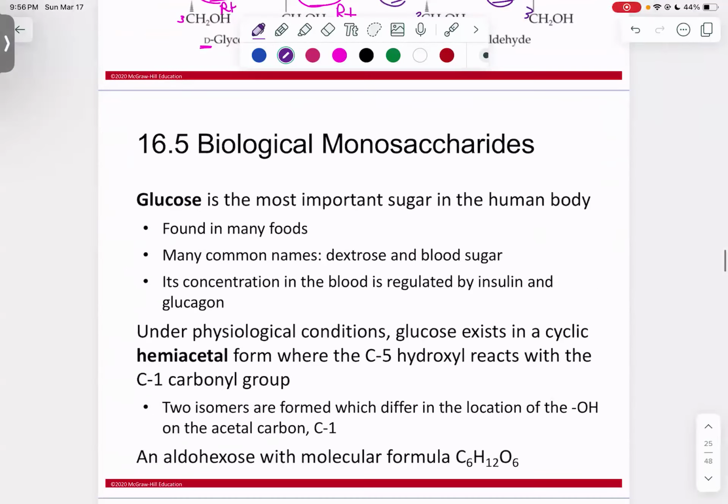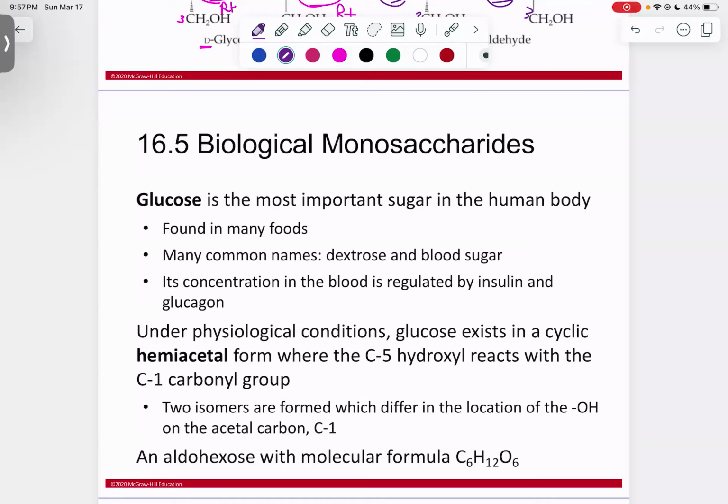Okay, so what we really need to talk about are the biological monosaccharides, the ones that we are going to use in the body all the time. So glucose is really the most important sugar in the human body. Yes, we eat it, and we eat things that break down into glucose, and we name them very different things. Sometimes you call it dextrose. So if you're looking at giving someone whose blood sugar is really low, you might give them D5W, so that's dextrose. But regardless, it's the same thing.